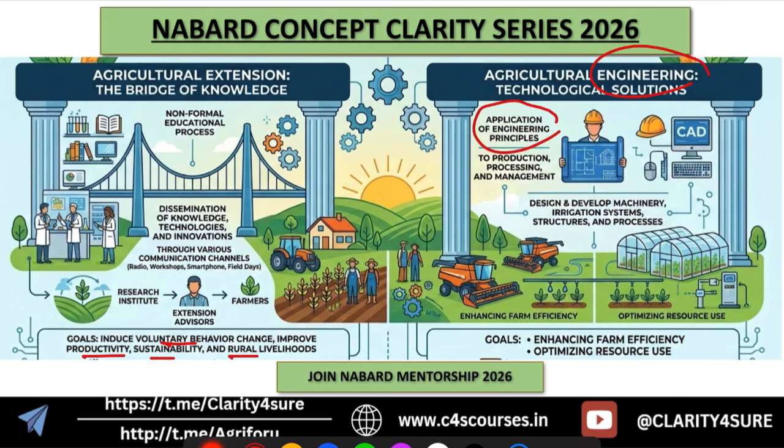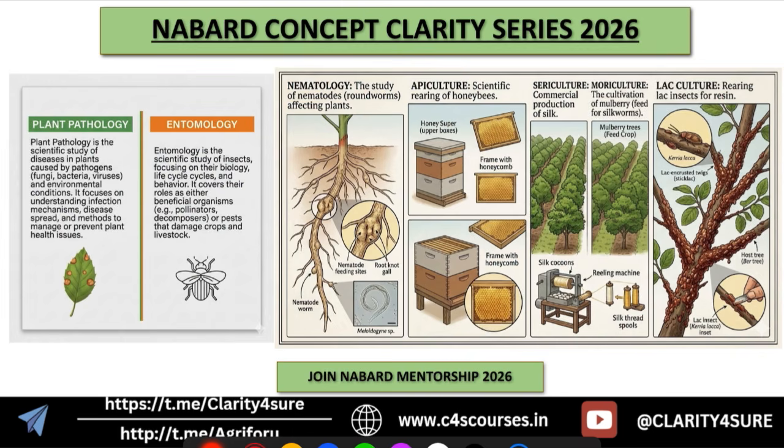And agriculture engineering is the application of engineering principles to production, processing, and management of farms. And yes, agriculture engineering designs and develops machinery, irrigation systems, structures, and processes to enhance farm efficiency and optimize resource use. Okay, so yes, this is extension and engineering.